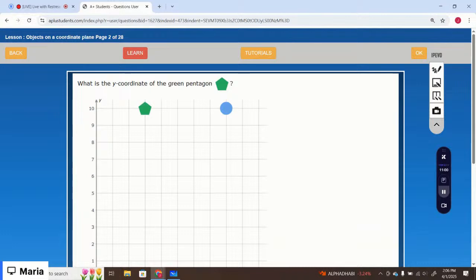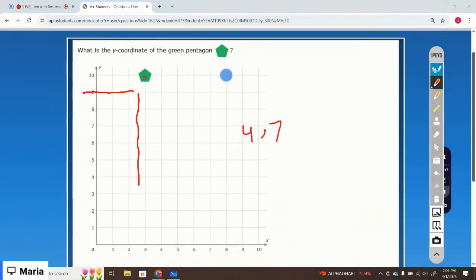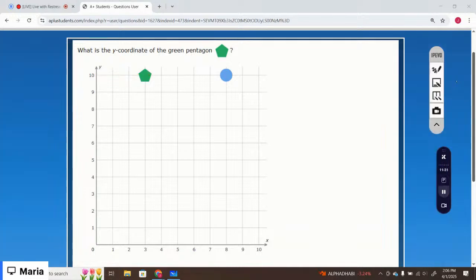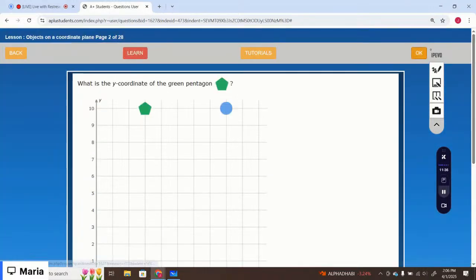What is the y coordinate of the green pentagon? Here is the green pentagon, right? You have to see the y-axis of the green pentagon. Just match it to the y-axis. So the y coordinate of the green pentagon is 10. Option number one is the correct option.